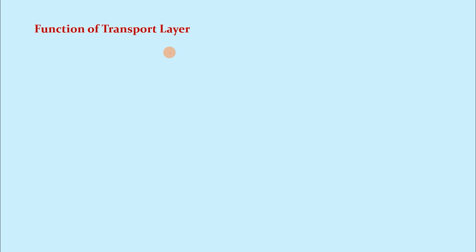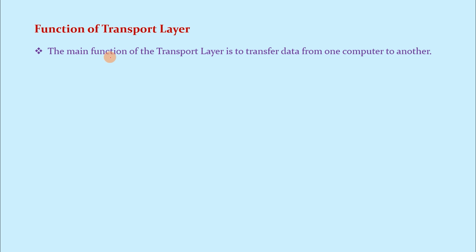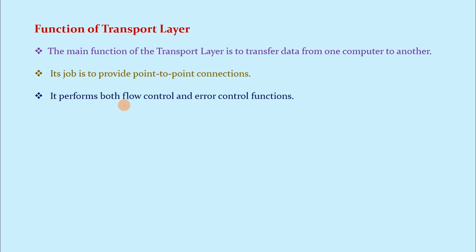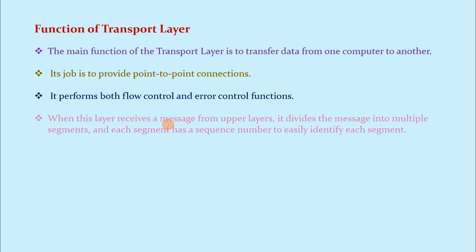Now, function of transport layer. The main function of transport layer is to transfer data from one computer to another. Its job is to provide point-to-point connections. It performs both flow control and error control functions. When this layer receives a message from upper layer, it divides the message into multiple segments, and each segment has a sequence number to easily identify each segment. It is also responsible for controlling the connection.